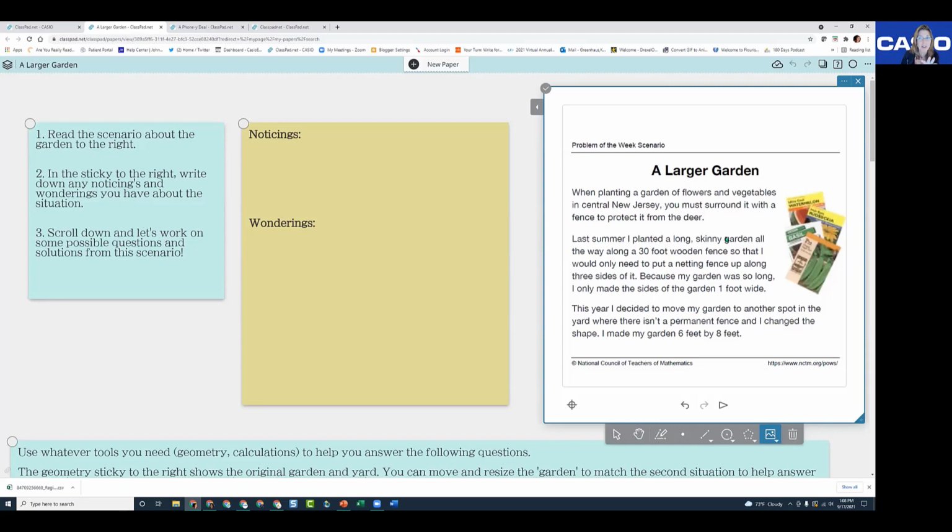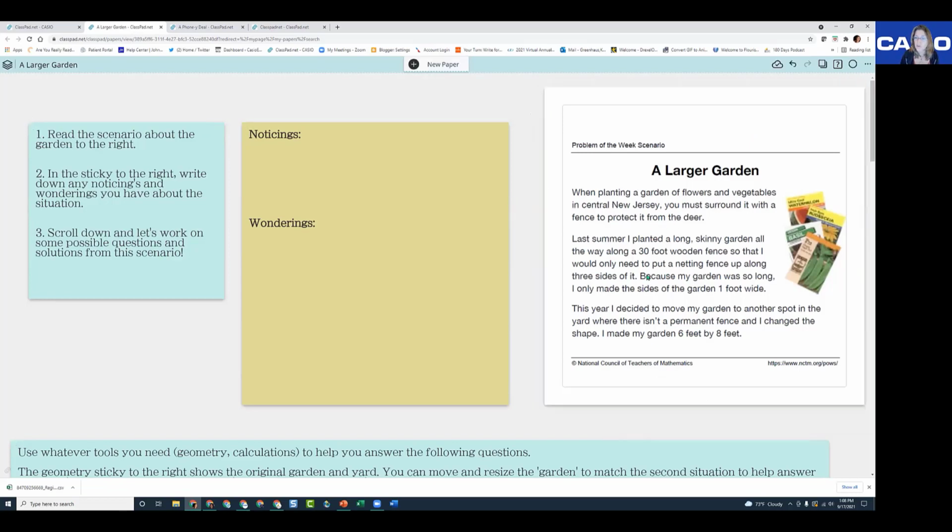So this is a scenario, and I basically just took a picture of it and put it up here so I didn't have to retype it. And it has some nice little images. So this is just an example of how you can embed images into ClassPad.net. And I could do math on top of it. We're not doing that right now, but just to show you. And you'll notice a lot of the problems of the week that NCTM presents don't have any questions.